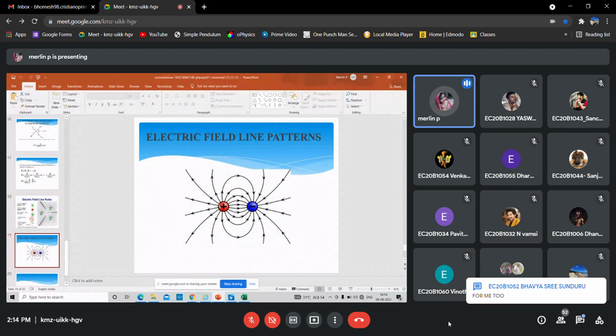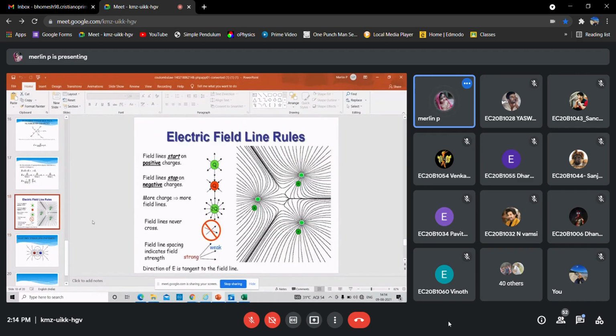If we have point charges, positive as well as negative, the field lines will go away from the positive, and if there is a negative charge, the field lines will be towards the negative charge. So this is the diagram for knowing the electric field line pattern. Suppose if we are asked in 2 marks to draw the electric field line pattern, you have to draw this and write these facts.